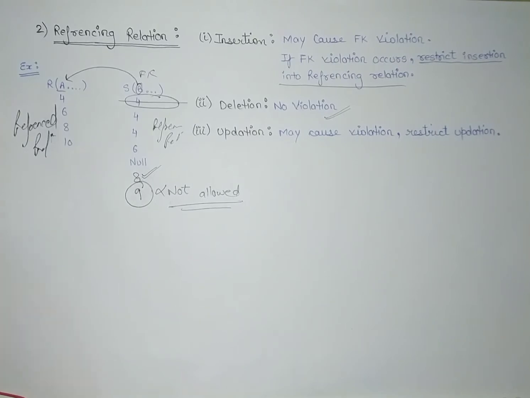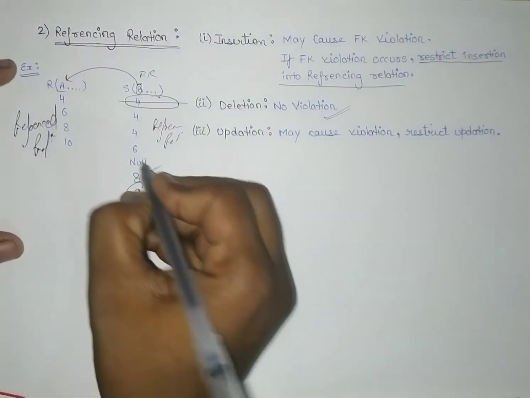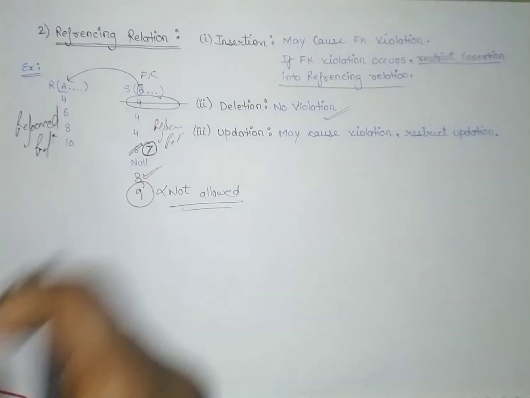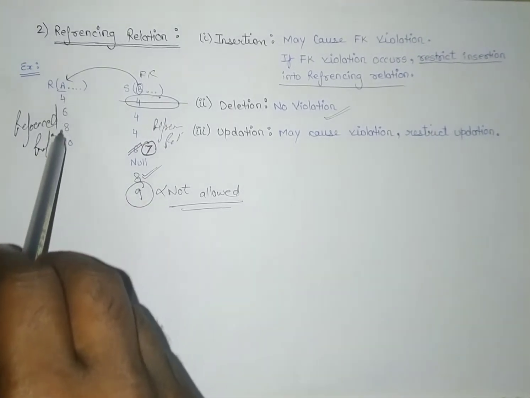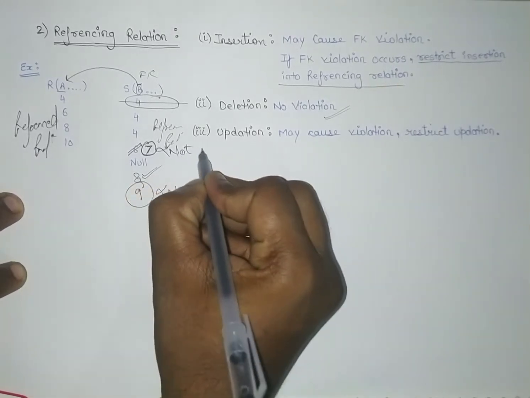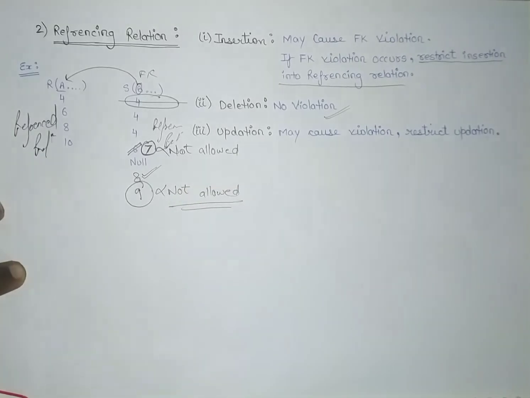So there is no violation, it is allowed. Updation can also cause a violation. How? For example, if I want to update this 6 as 7, it is a violation because 7 is not present in this referenced relation, so therefore it is also not allowed. So this is it about the referencing relation. We have talked about the referenced relation and referencing relation, and one more important thing, let me tell you how we can define the foreign key, because there might be a question in your mind.